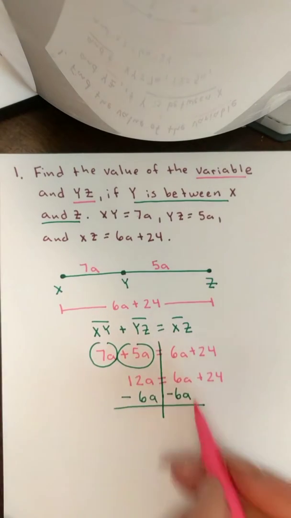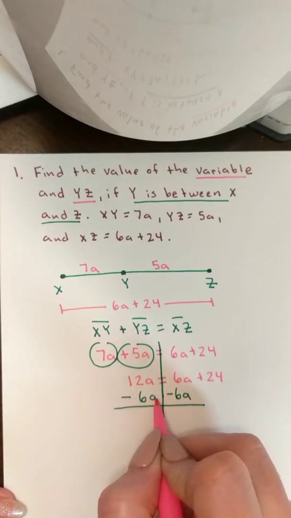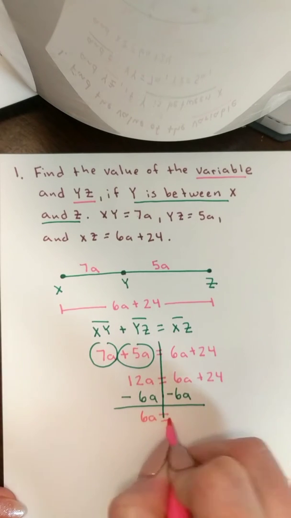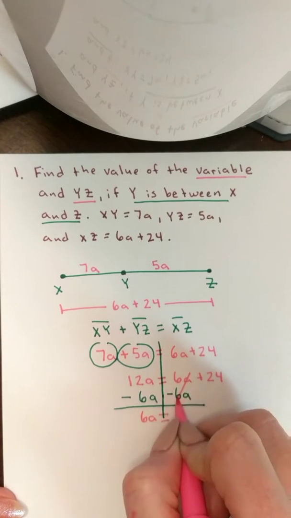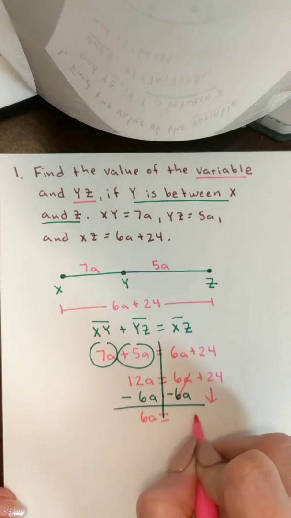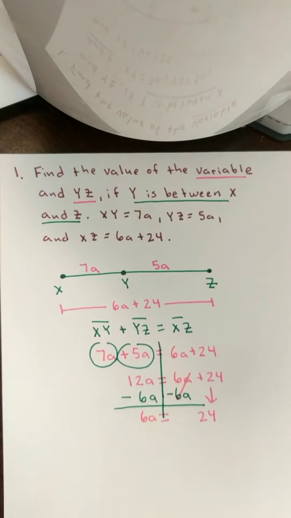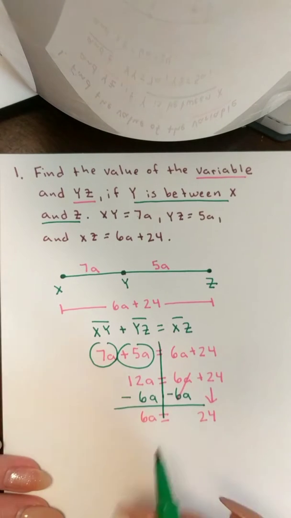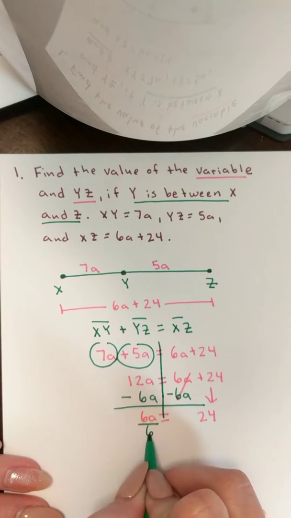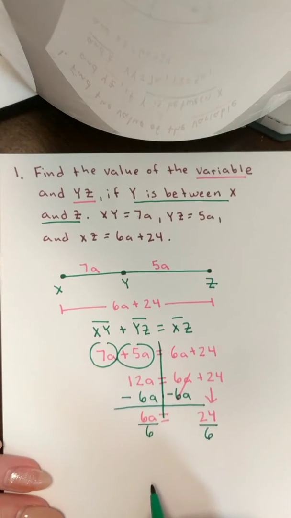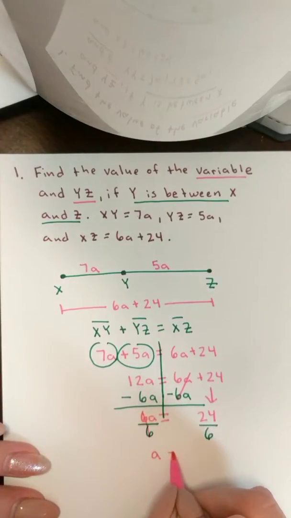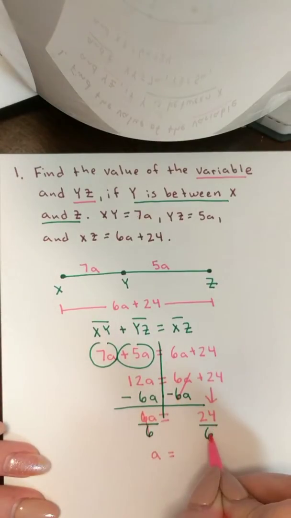So we have 12a minus 6a, which is 6a. Don't forget to bring down your variable. 6a minus 6a is 0, and then bring down your 24. When we have a number next to a variable, that means multiplication. The opposite of multiplying is dividing, so I'm going to divide both sides by 6. 6 divided by 6 is 1, so we're left with a over here. 24 divided by 6 is 4.